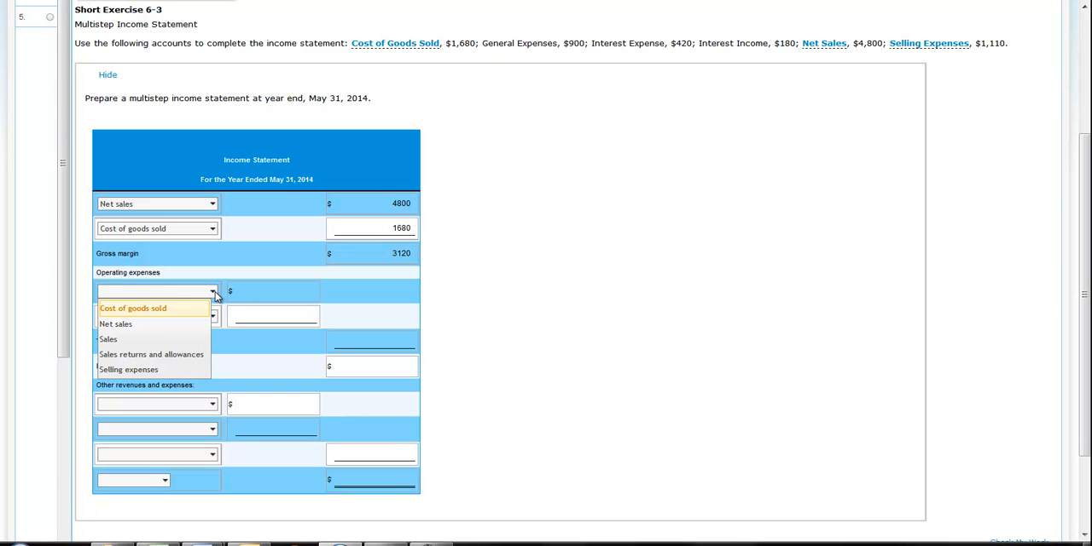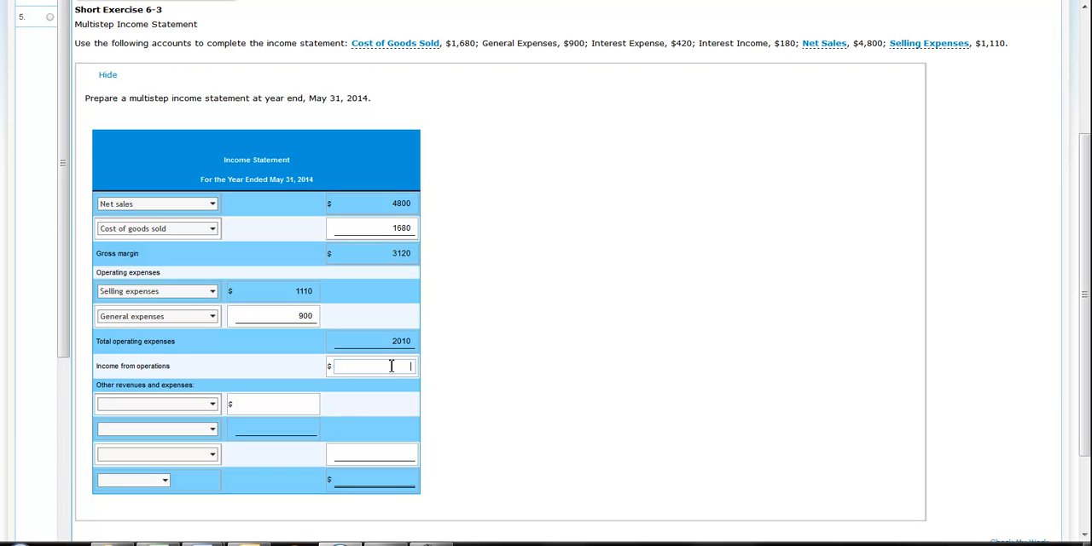So our selling expenses are going to be all the expenses associated with actually selling the product. In this example, it just tells us our selling expenses are $1,110. And then our general expenses are $900. So our total operating expenses are the $1,110 plus our $900 of general, which is $2,010. So then we can calculate our income from operations.